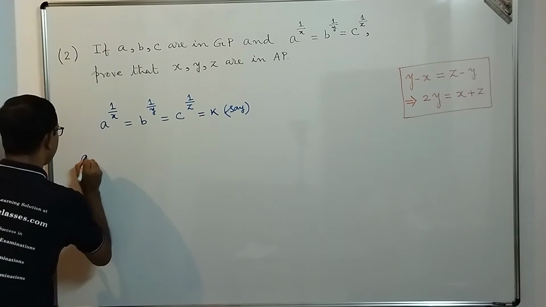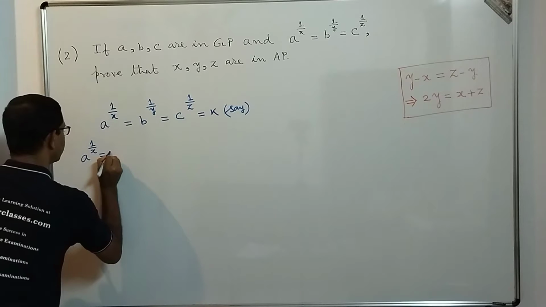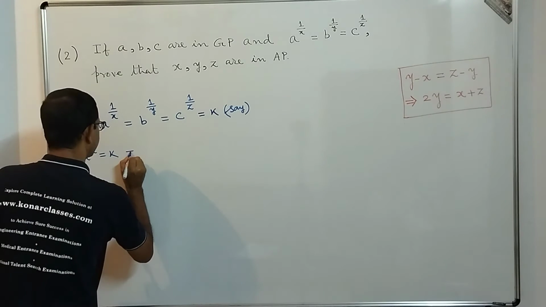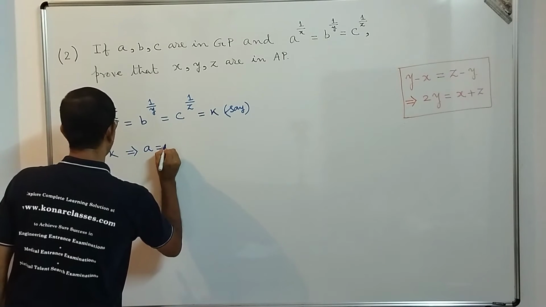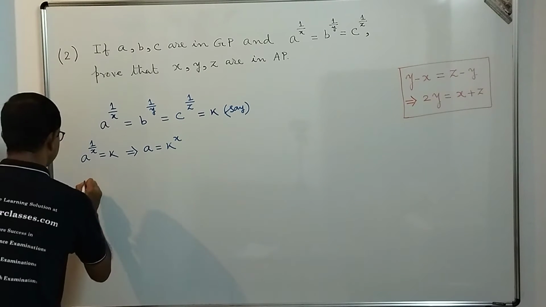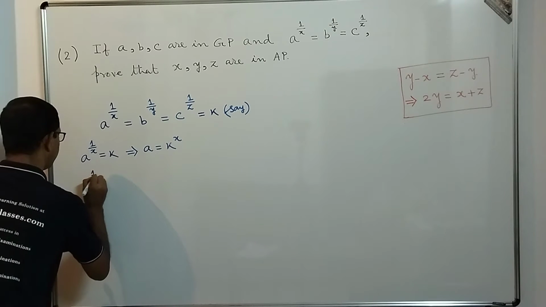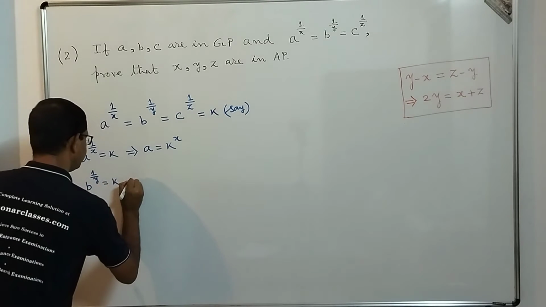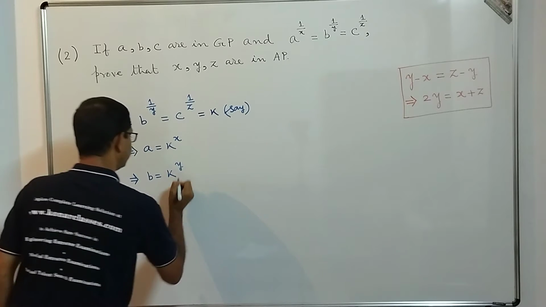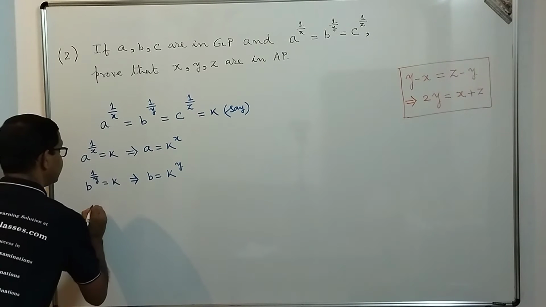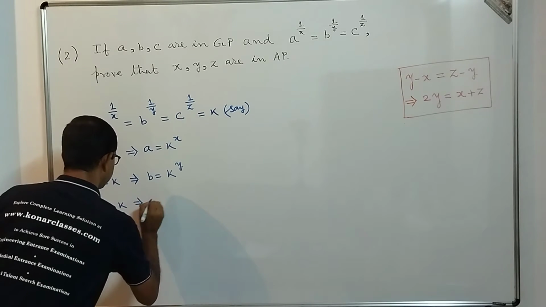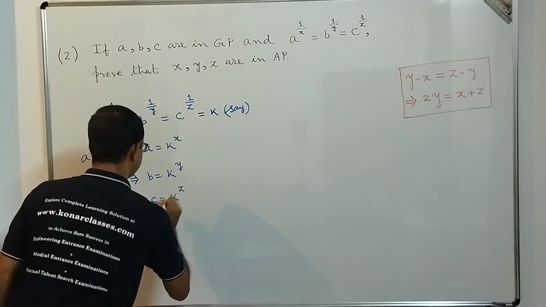So now a to the power 1 by x is equal to k. Now let's take the kth power of both the sides. That means a is equal to k to the power x. Correct? In the similar manner, b to the power 1 by y is equal to k. This implies b is equal to k to the power y. Correct? And c to the power 1 by z is equal to k. This implies c is equal to k to the power z.